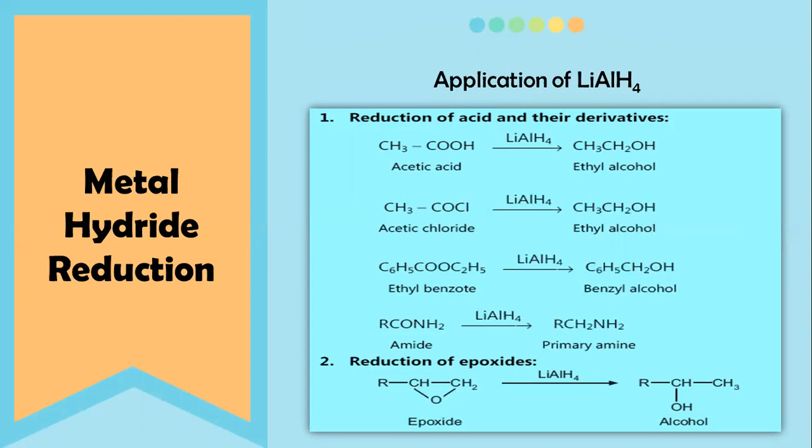Now these are the various applications of lithium aluminum hydride. Lithium aluminum hydride is used for reduction of acids and their derivatives. So here in the first reaction, acetic acid is converted by lithium aluminum hydride into ethyl alcohol. The C double bond O of the acetic acid is converted into CH2.